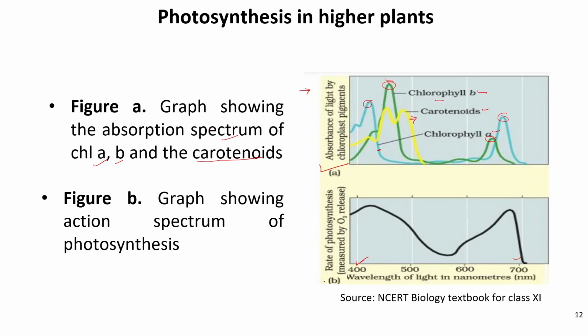Okay, and graph B. What does graph B show you? Graph B shows the action spectrum of photosynthesis. So here you can see the rate of photosynthesis measured by oxygen evolution, which is the biological process. And here we have the wavelength of the light in nanometers. Again you can see the maximum peak observed here. This is the maximum oxygen evolution, which takes place where? In these regions, around 700 and 400 nanometer.